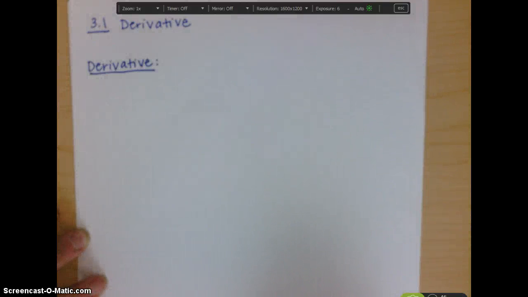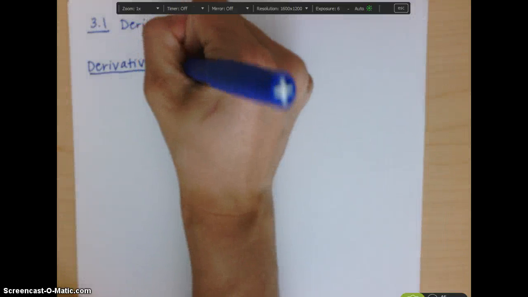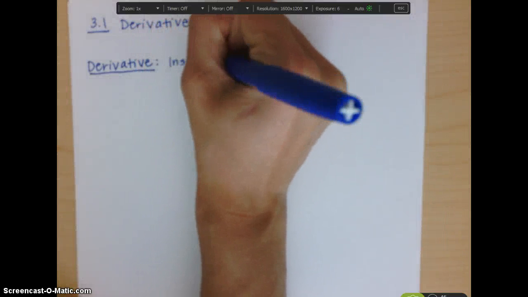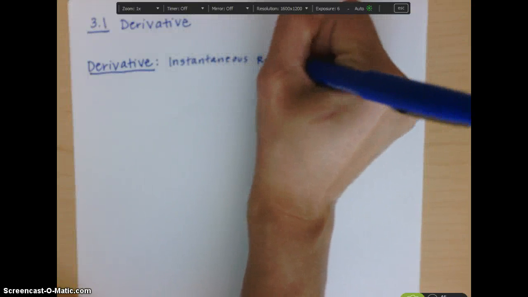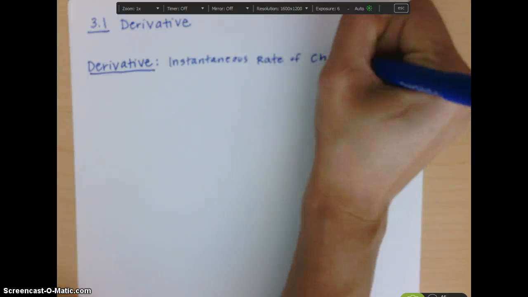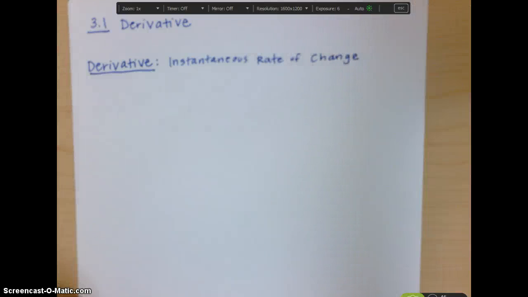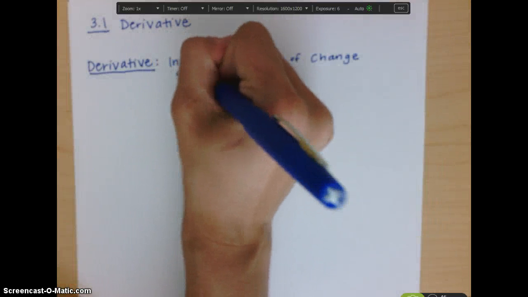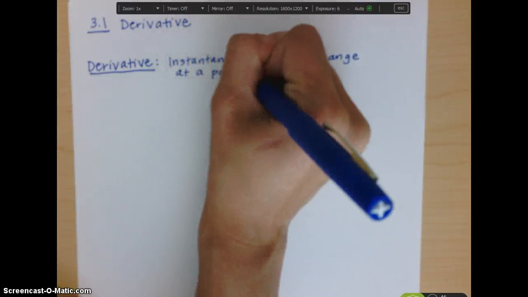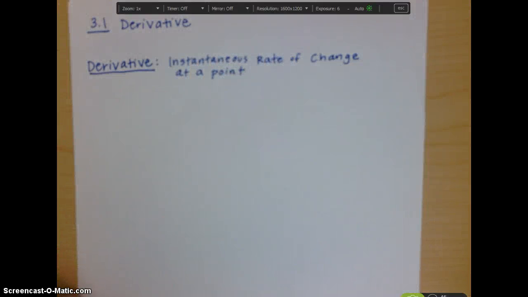So a definition for the derivative, a very loose definition in terms of what it represents, is that it is actually the instantaneous rate of change, which we should be familiar with from week 1. So a derivative is the instantaneous rate of change at a specific point. Okay, so we're talking about the slope of the tangent line at a specific point.